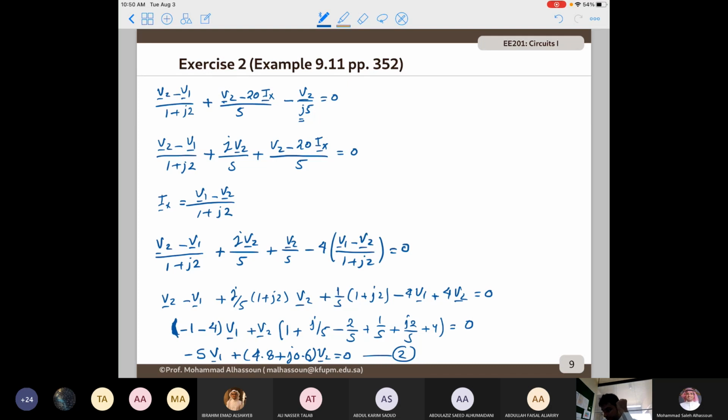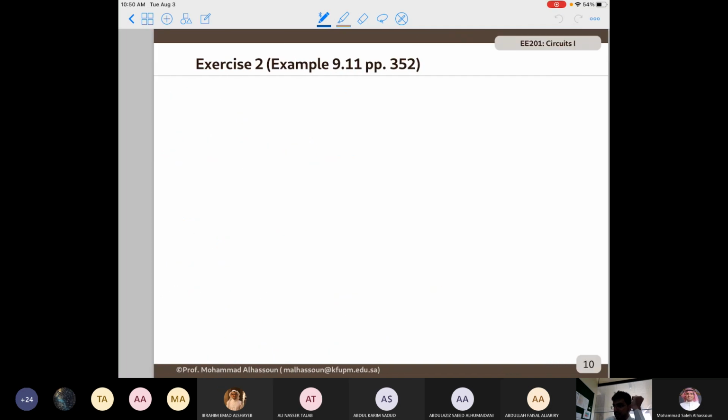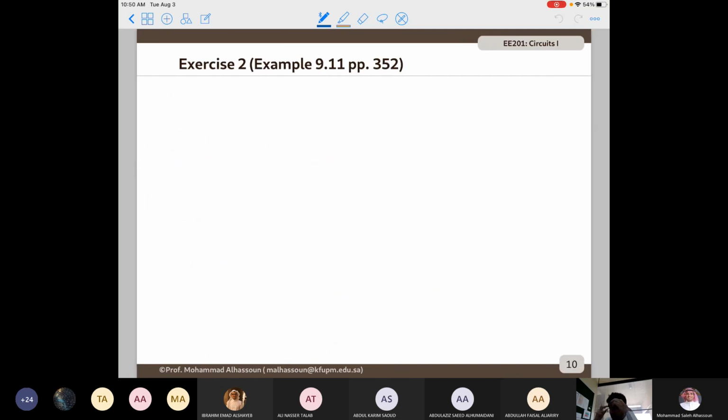So now I have two equations and two unknowns, V1 and V2. Let me write it in a matrix form. Let me write it this way.